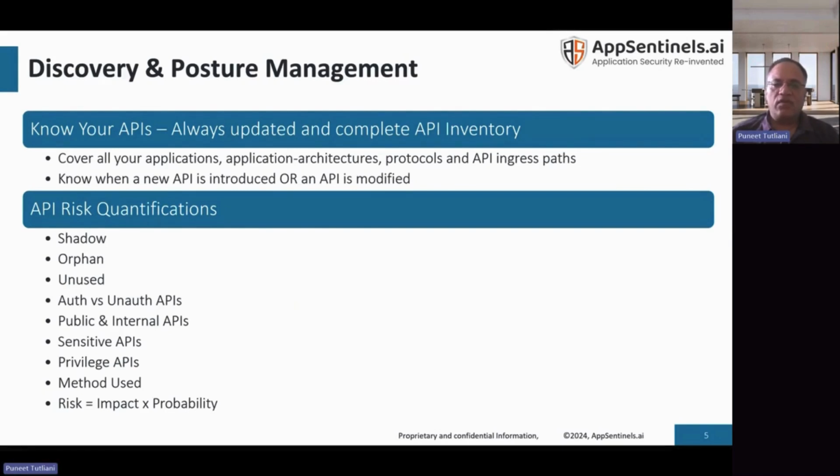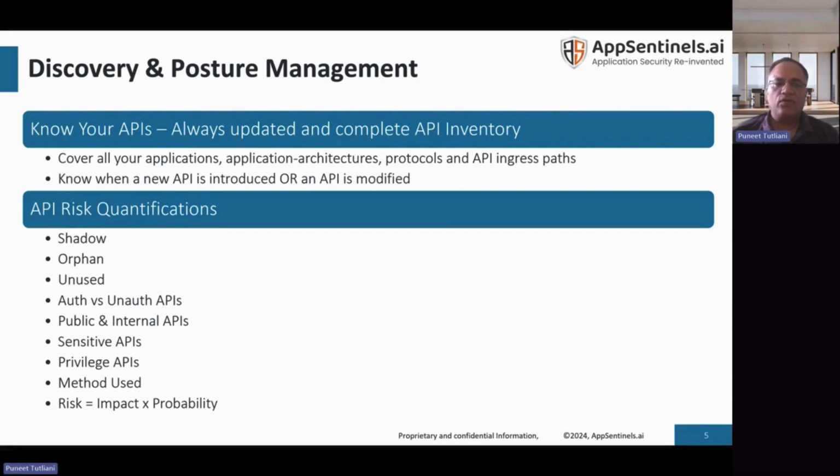This inventory should cover all kinds of applications that the organization has exposed on the internet, whether these are new applications or old legacy applications. All kinds of application architectures should also be covered, as well as all protocols and API ingress paths. So if an organization has not one but multiple cloud instances or data centers or hybrid environments, wherever the APIs can enter the organization perimeter, those should all be covered to provide a very comprehensive view. There should not be any blind spots left.